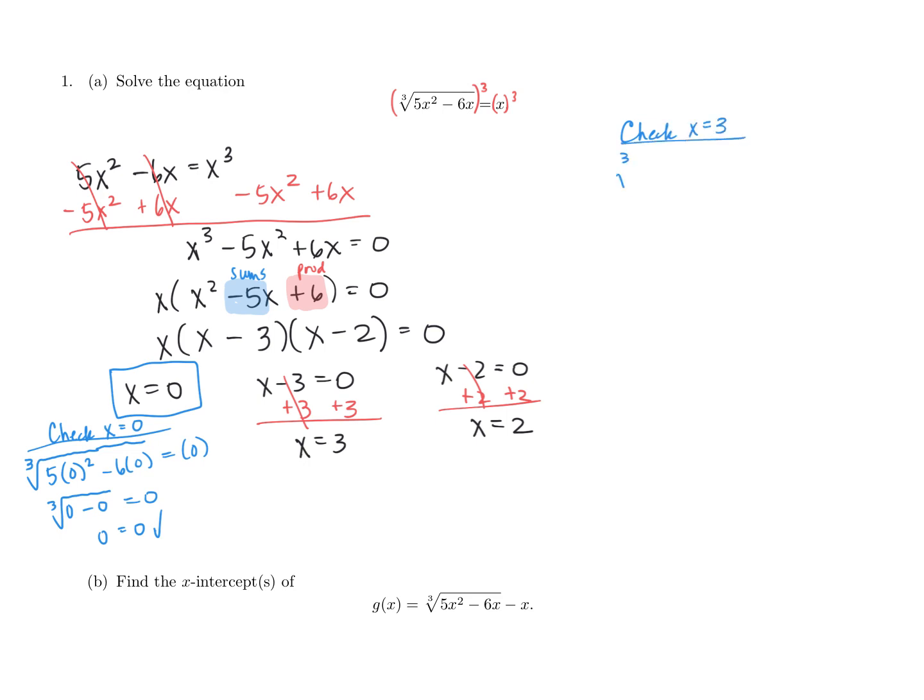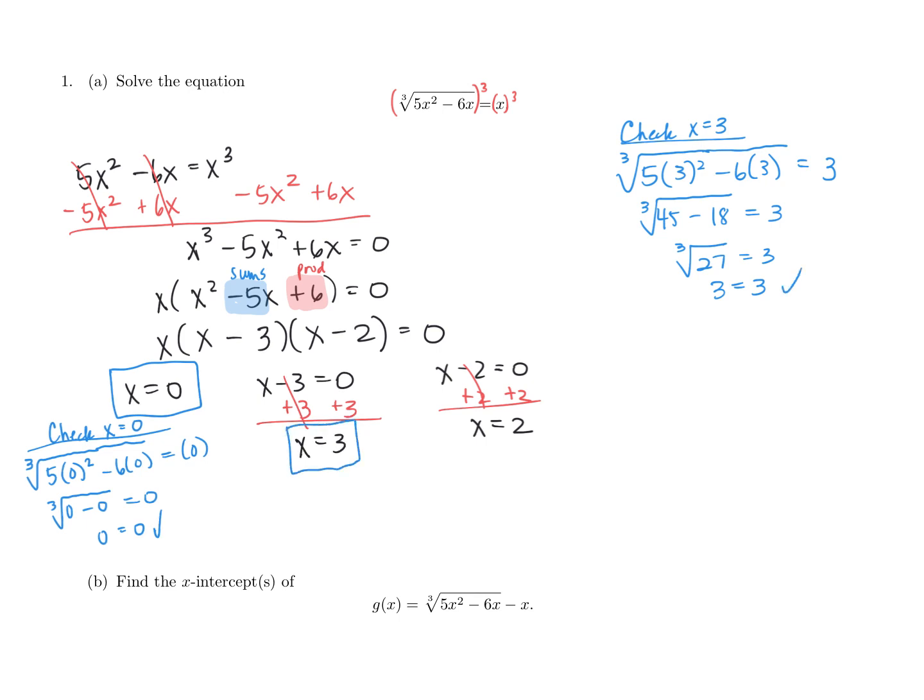So if I plug in 3, I'll have the cube root of 5 times 3 squared minus 6 times 3 is supposed to be equal to 3. So 3 squared is 9 times 5 is 45 minus 6 times 3 is 18. So that will be the cube root of 27, and the cube root of 27 is 3. So that also checks. So 3 is a solution.